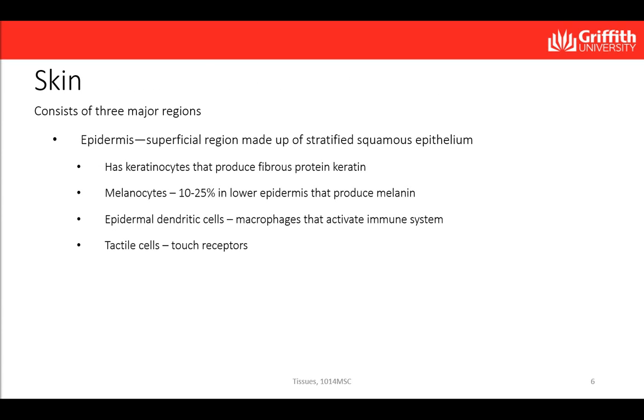So as we discussed a moment ago, the skin has three major regions. The epidermis, which is the superficial layer of the skin, is made up of stratified squamous epithelium that has multiple layers of flattened epithelial cells.